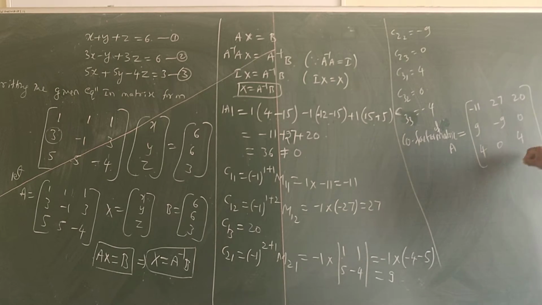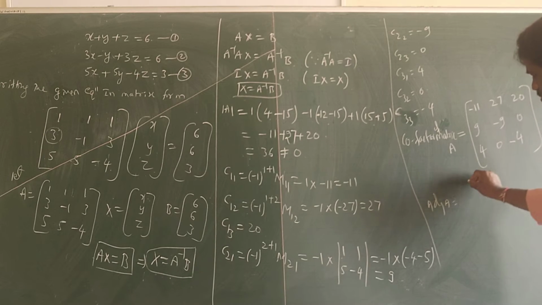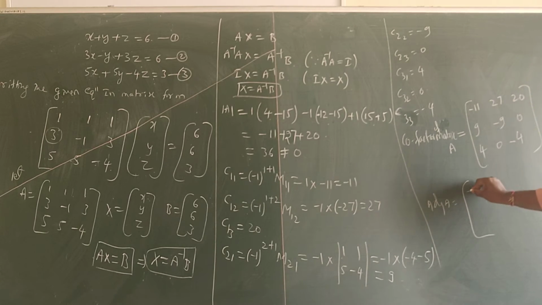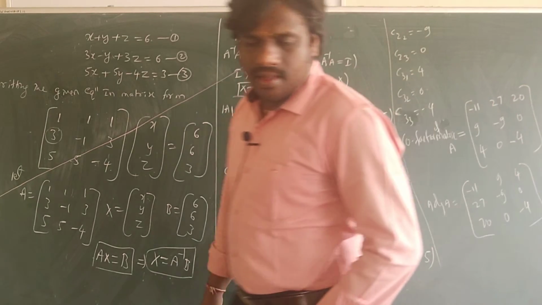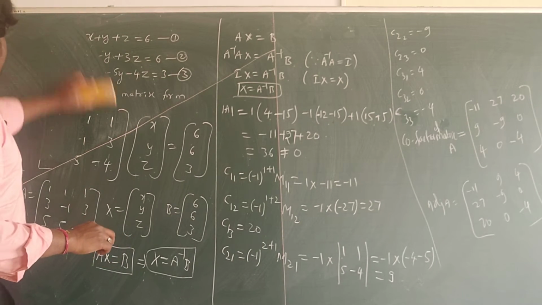Don't make any mistakes here. If you make mistakes, then your whole answer will go wrong. You will get fewer marks. -4. Okay. So here adjoint of A we will write as adjoint of A is equal to -11, 27, 20, 9, -9, 0, 4, 0, -4. We took the transpose of that. Adjoint of A you got. Now we will find the inverse.